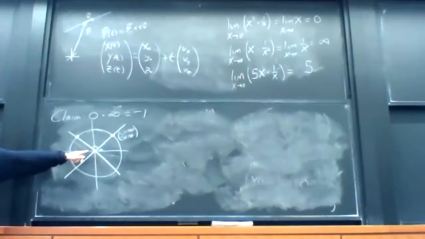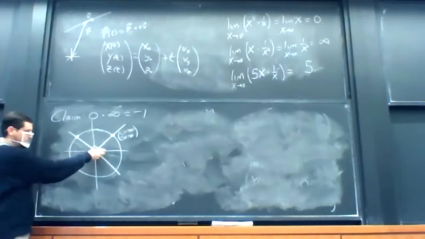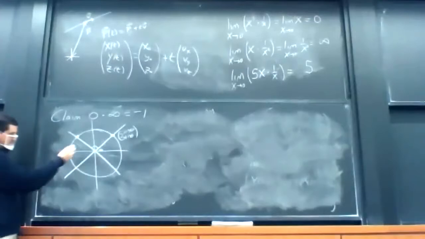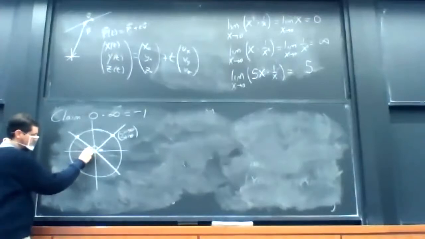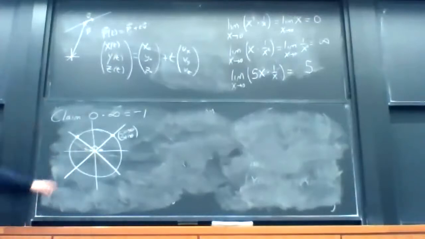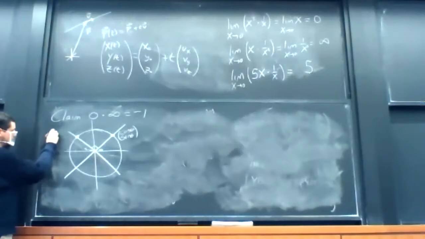So this angle here is what? Not theta. What is this angle here? 90 minus theta. The whole thing has to add up to 180. This is 90, this is theta, this is 90 minus theta. So we can represent this point two different ways. We could write it as cosine of 90 plus theta, sine of 90 plus theta.